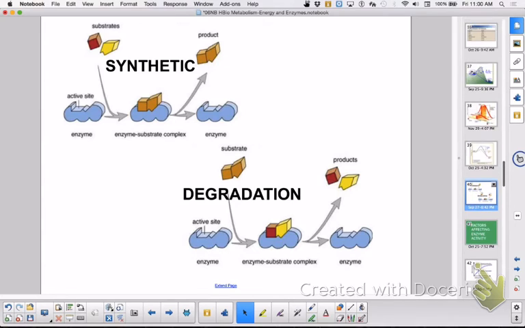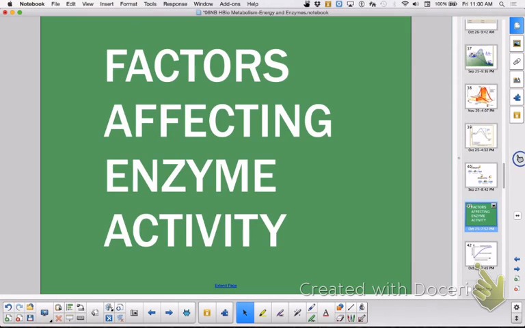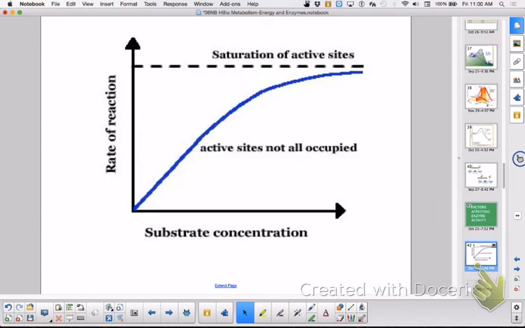All right, now let's talk about some of those factors that regulate enzyme activity that we mentioned up here in B, which you may want to consider for your lab. One of those is substrate concentration.